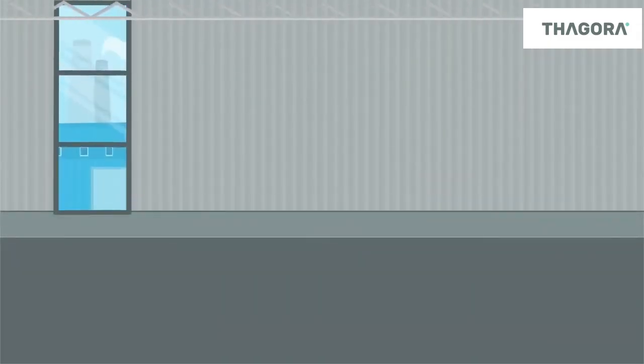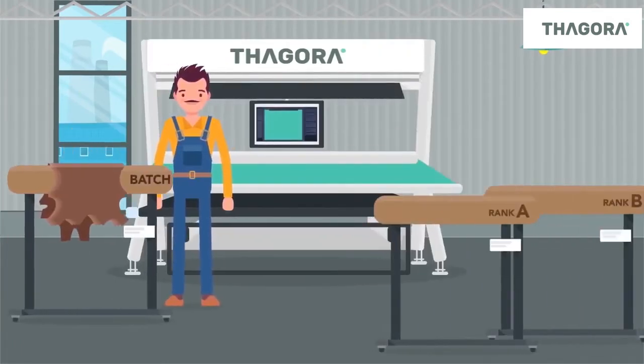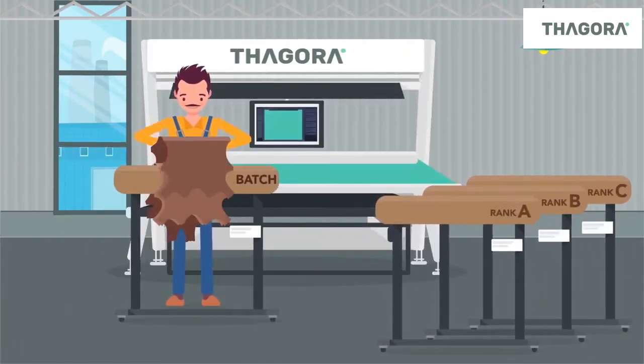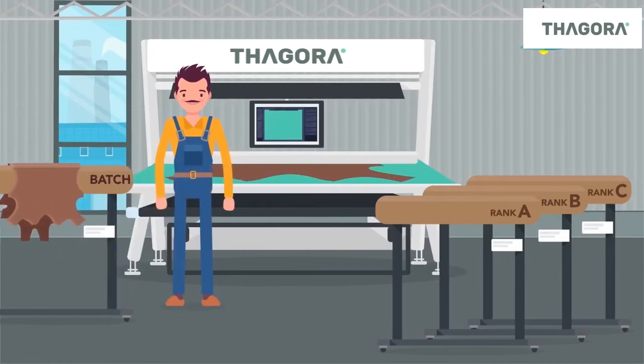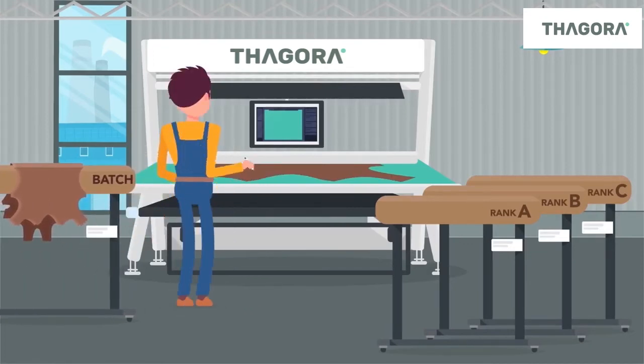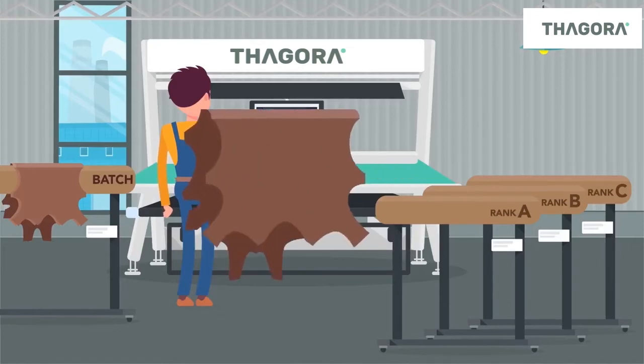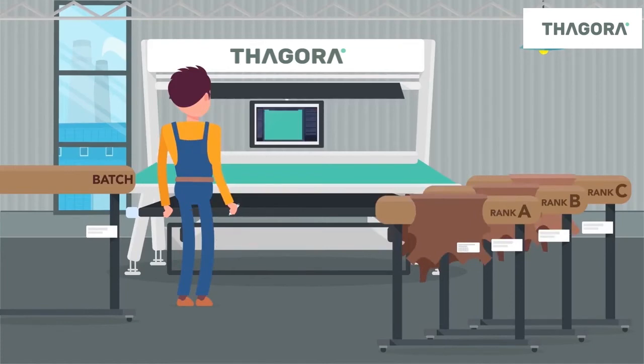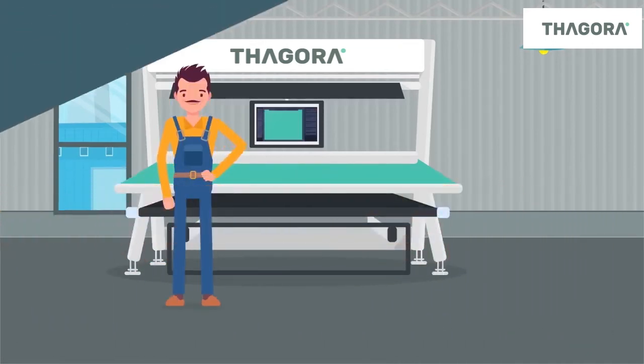The next step is the scanning of the hides from the batches on the Thagora leather scanning machine. Each hide is automatically ranked based on its nesting efficiency potential. The hides are uniquely labeled and placed on separate horses based on their rank and batch. The horses are sent back to the warehouse.